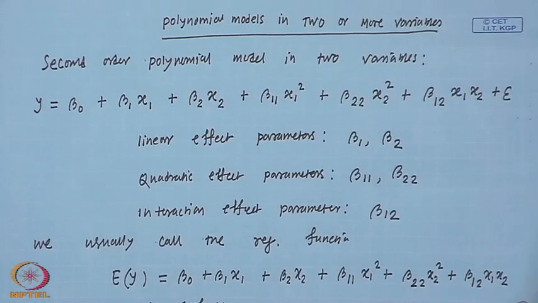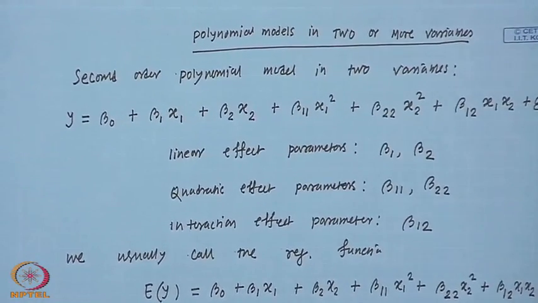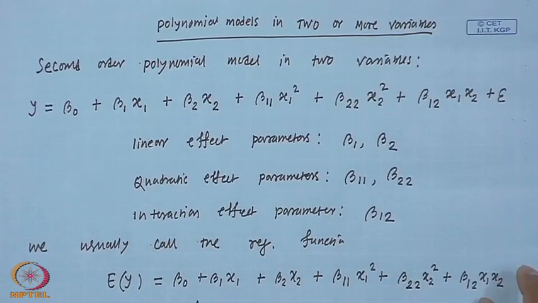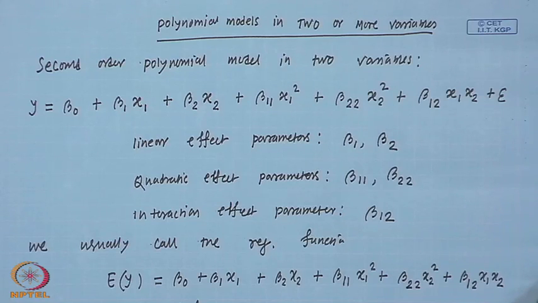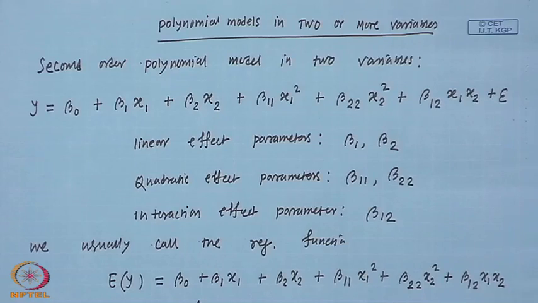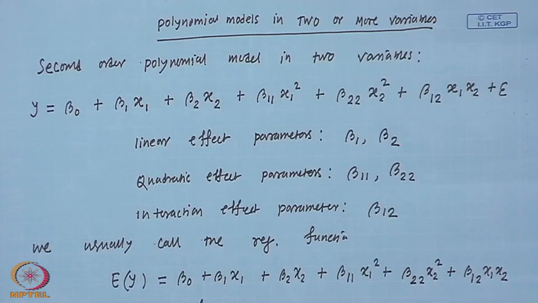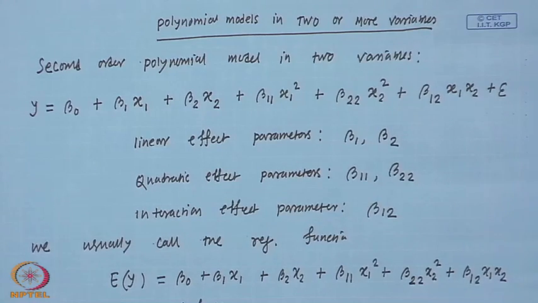And this response surface is used in industry for modeling the response variable in terms of controlled variables, like the regressor variables. So they have huge application in industry. So we'll be talking now about how to fit a second order polynomial model in two variables. For that I'll give an example.